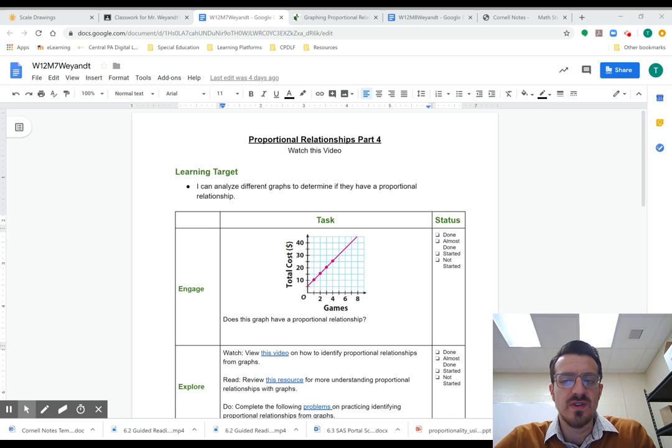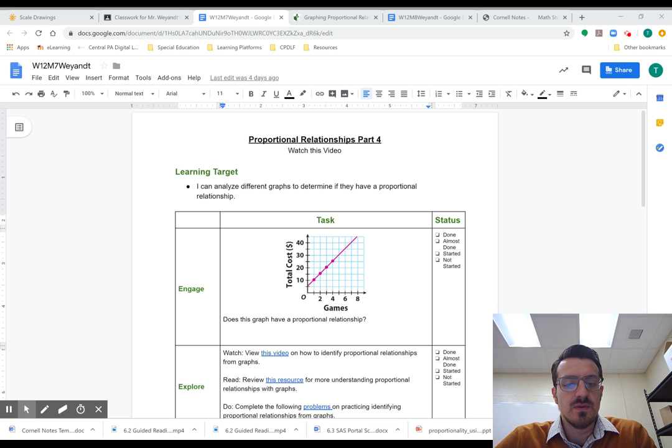Hopefully, at this point, you're starting to work through the end of the unit and getting to the final unit assessment, and been working on your portfolio problems. This lesson is entitled "Proportional Relationships, Part 4."